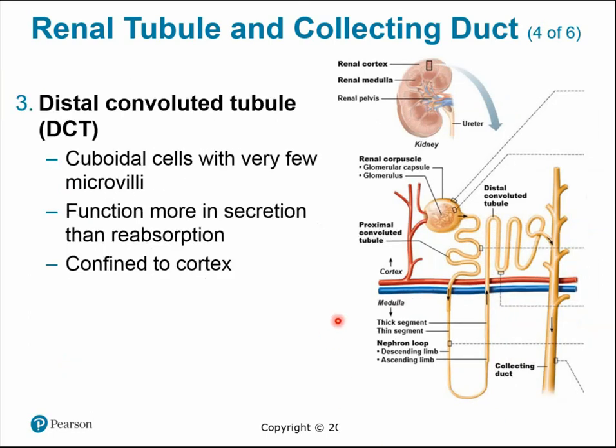And the distal convoluted tubule, similar to the proximal, has those cuboidal cells, but it has very few microvilli. Okay? So it's going to function more in secretion than absorption. So the microvilli increased our surface area in the proximal tubule so we can absorb more ions and chemicals. So in the distal tubule, since it's primarily concerned with just secretion instead of absorption, it doesn't really need all that extra surface area from the microvilli. And it's also going to be confined to this cortex region.